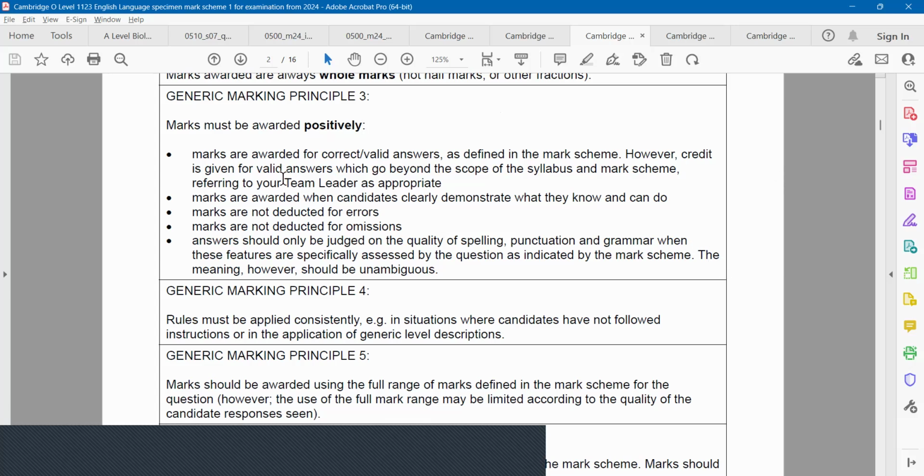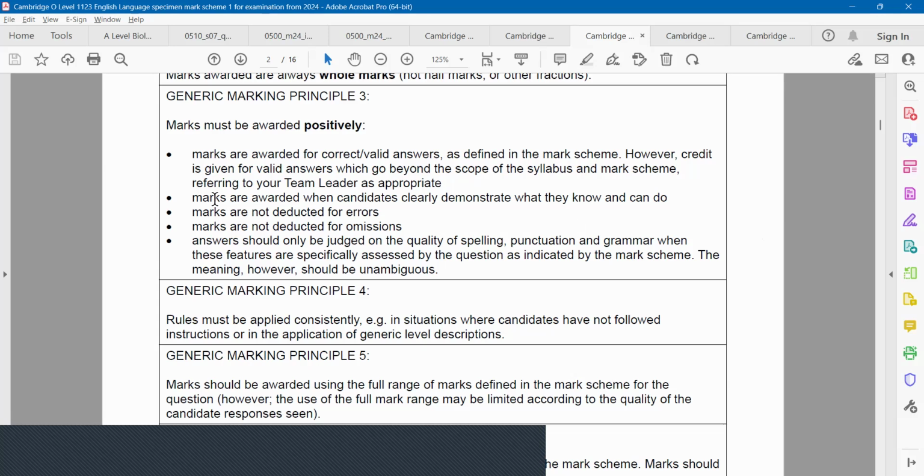So you're given marks for valid answers, right? Credit is also given to answers which go beyond the scope of the syllabus, but that's for the examiner to decide. So you can't go in and say, well, what I wrote was good and the examiner should have marked me for it. They do consider it if the answer is not what they expected but seems valid, and so the examiners will discuss it amongst themselves and see whether to award a point or not. But that is not something we want to risk. So we want to be on point with our answers.